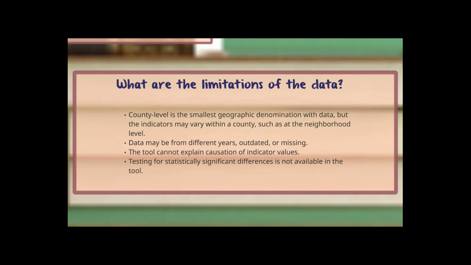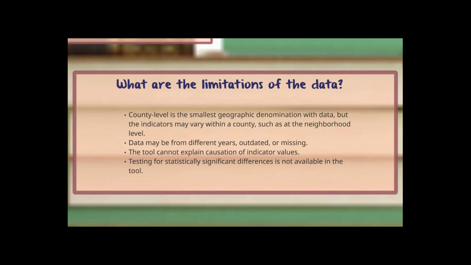So there are a few limitations to the data, and I'll touch on those briefly as well. As I mentioned, county-level data is the most discrete geography with data available in the tool. There is an option to upload your own, more local data. For instance, if you wanted to look at poverty rates by census tract within your county, you could upload your own data and look at those points.